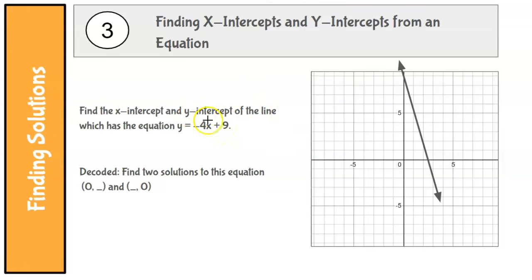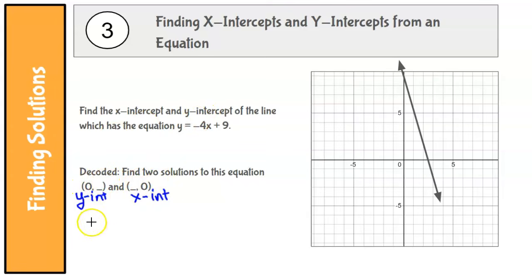Find the x-intercept and y-intercept of the line which has the equation y equals negative 4x plus 9. What that's asking you to do is find the two solutions where x is 0, this is the y-intercept, and this is the x-intercept. So when it says find the x-intercept, you're going to find the solution where y is 0, and the y-intercept is where the x is 0. So when it says find the x and y-intercept, this is what you do. Find these two solutions: 0, comma, a number, and then a number, comma, 0.